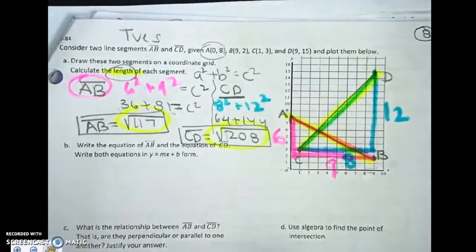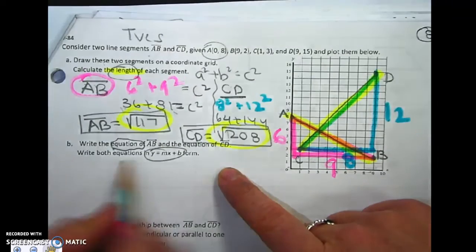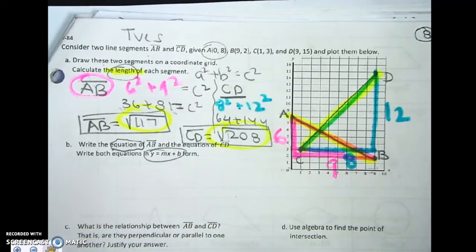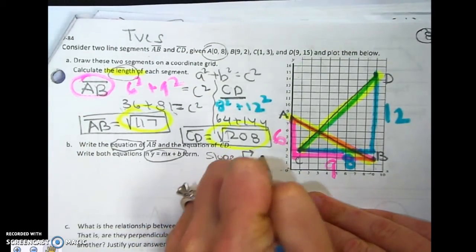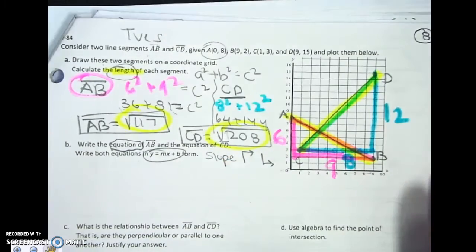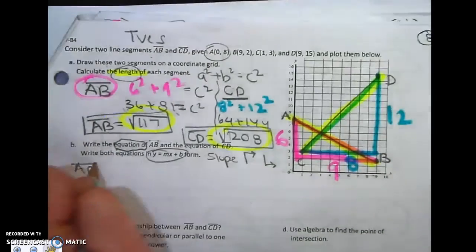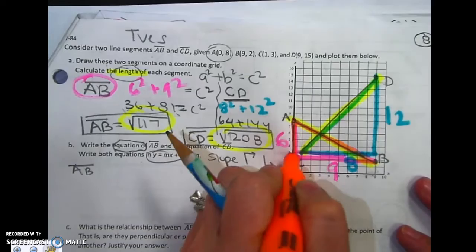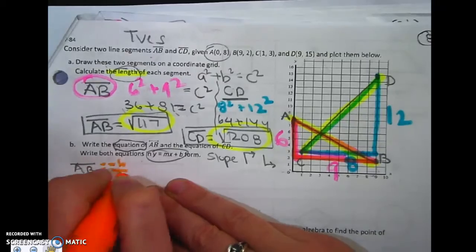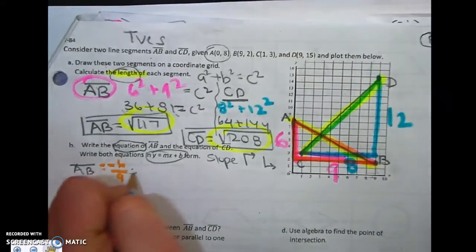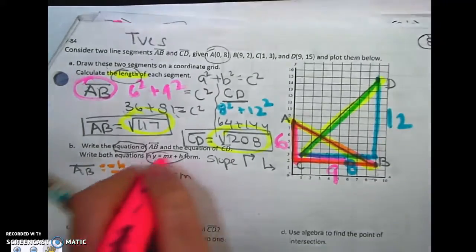Okay? Now what they want you to do is write an equation. That's y equals mx plus b. So remember, this is when I need to find my slope. Okay? So I need to remember what slope is. Slope is either up and right or down and right. Okay? So when I'm doing this problem, I'll first do AB. So to find the slope, I go down 6, right 9. And when I do that, I divide by 3, negative 2/3. That's my M, that's my pink.